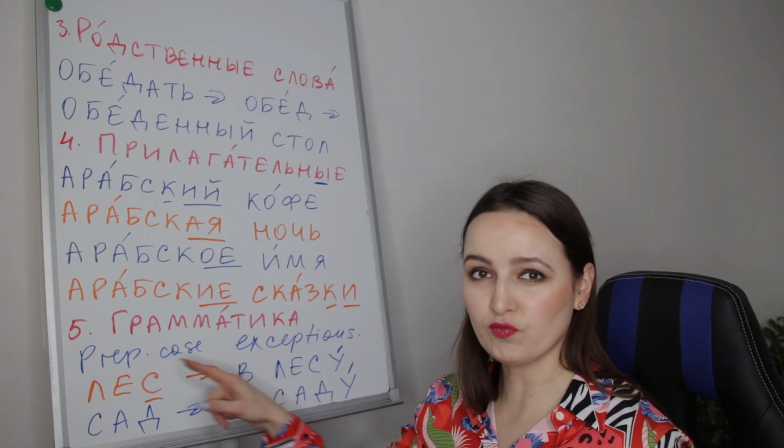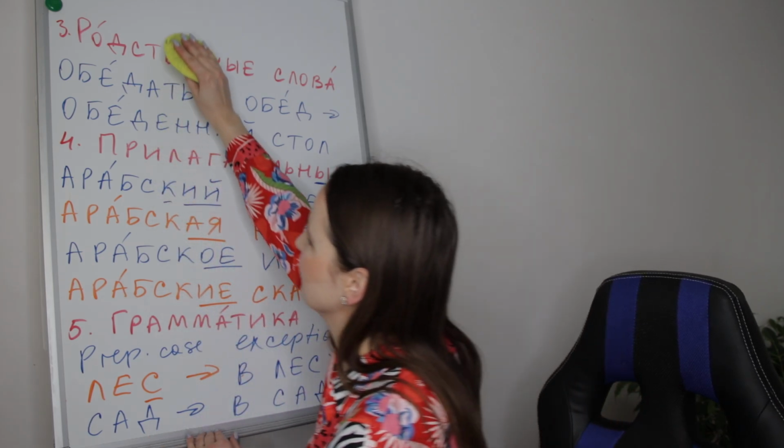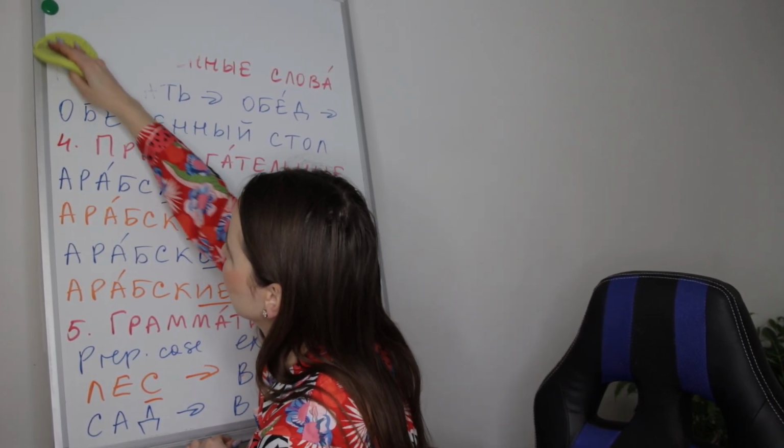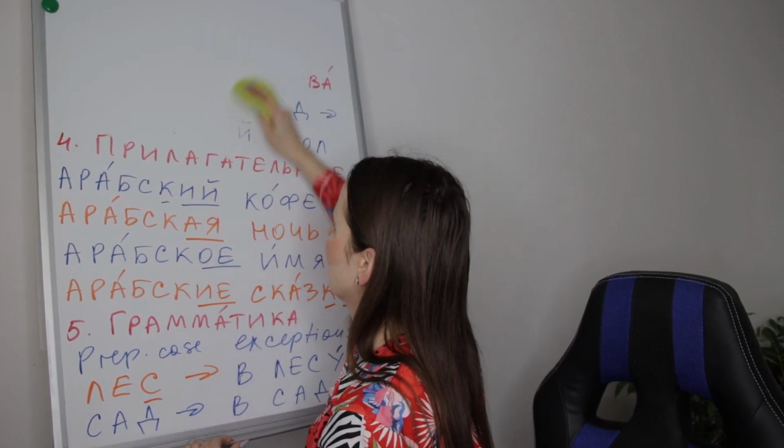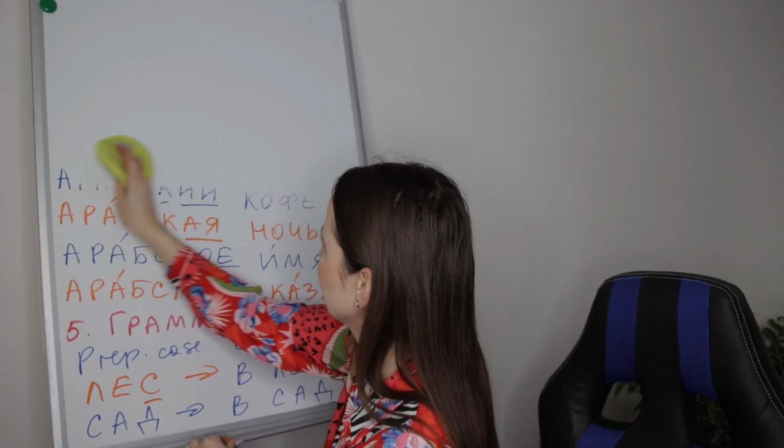Лес в лесу, forest in the forest. Сад в саду, garden in the garden. Отлично. Идем дальше. Let's continue.